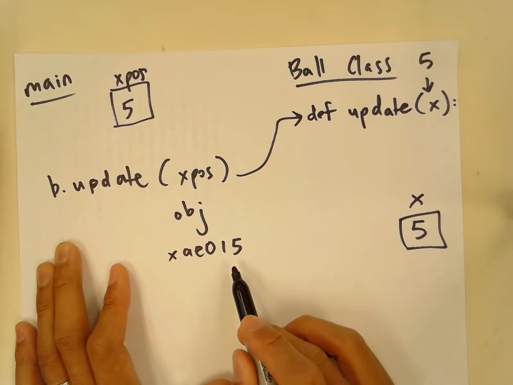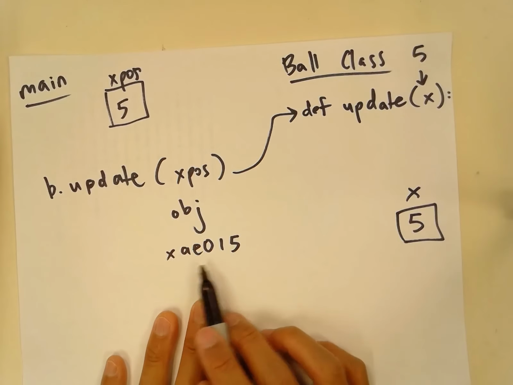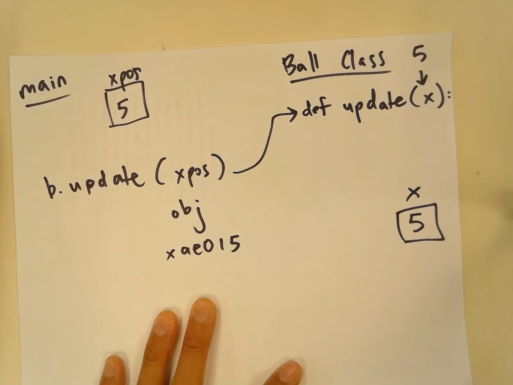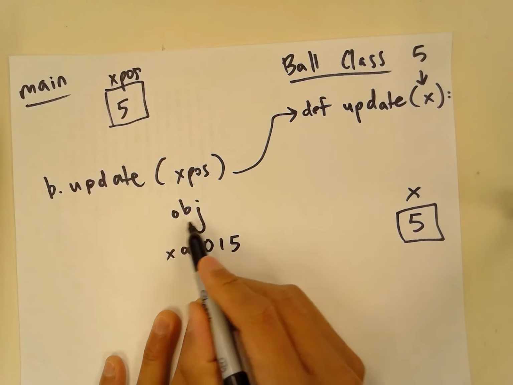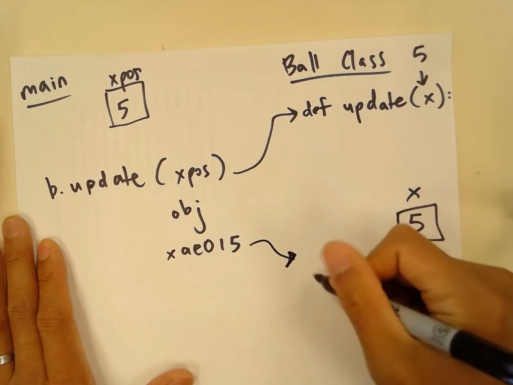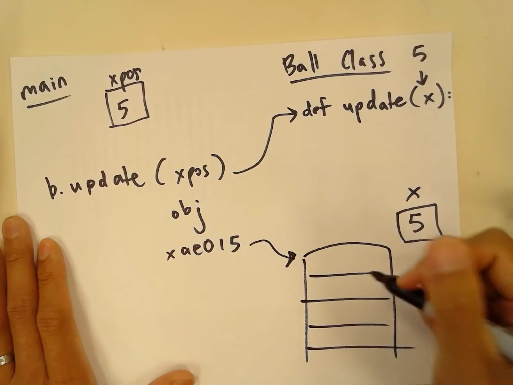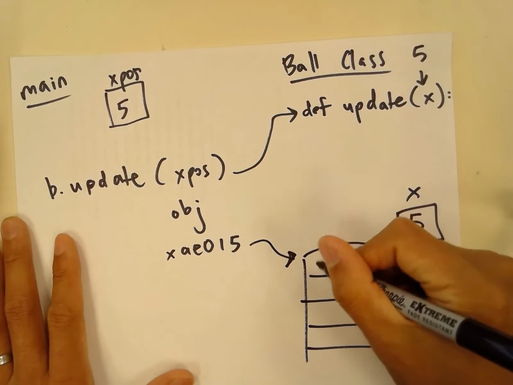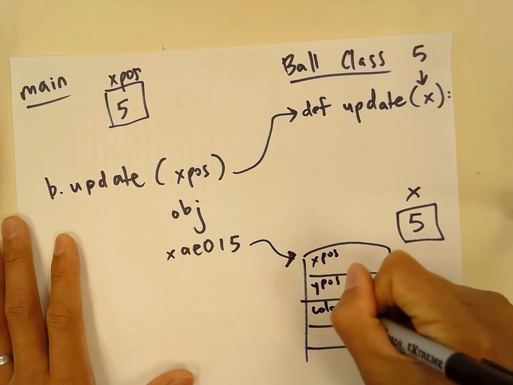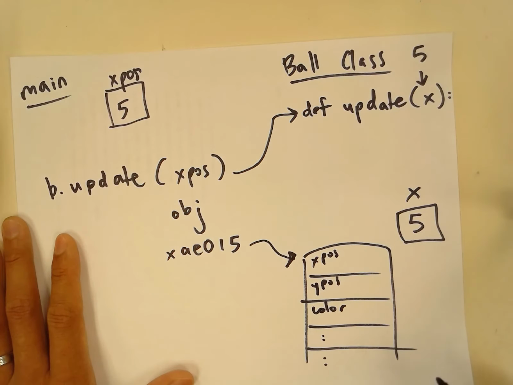So you get this weird looking number, and we don't really need to know anything more about it than that this represents a very large number. Okay, and what that means is where in the memory of the computer this object begins. So this points to a specific memory location, and in that memory location is the start of our object. Here we might have xpos, here we might have ypos, here we might have color, and over here we might have other instance variables of the object.